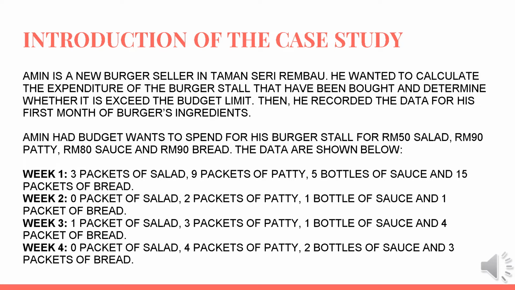Amin had a budget to spend for his burger stall: 50 ringgit for salad, 90 ringgit for patty, 80 ringgit for sauce and 90 ringgit for bread. The data are shown below. For week 1, 3 packets of salad, 9 packets of patty, 5 bottles of sauce and 15 packets of bread. Week 2, 0 packet of salad, 2 packets of patty, 1 bottle of sauce and 1 packet of bread. Week 3, 1 packet of salad, 3 packets of patty, 1 bottle of sauce and 4 packets of bread. For week 4, 0 packet of salad, 4 packets of patty, 2 bottles of sauce and 3 packets of bread.